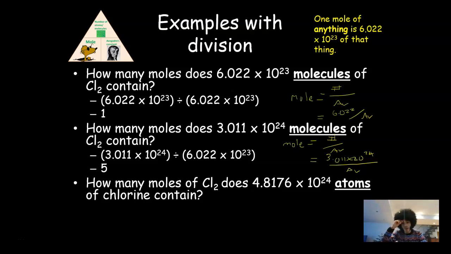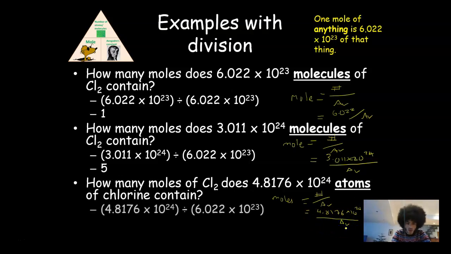And then finally, tricky one here, how many moles of Cl2 does 4.8176 times 10 to the 24 atoms of chlorine contain? Now, this is a tough problem. Now, if you think about it, I need to work out moles of the chlorine atoms first of all. So moles will equal, as we've always mentioned before, hashtag divided by AV, and that's from the equation triangle over here. So that would equal 4.8176 times 10 to the 24, you can just about see that, divided by Avogadro's constant, AV. So if I do that calculation and I put the numbers in, that'll give me 8 moles of chlorine.